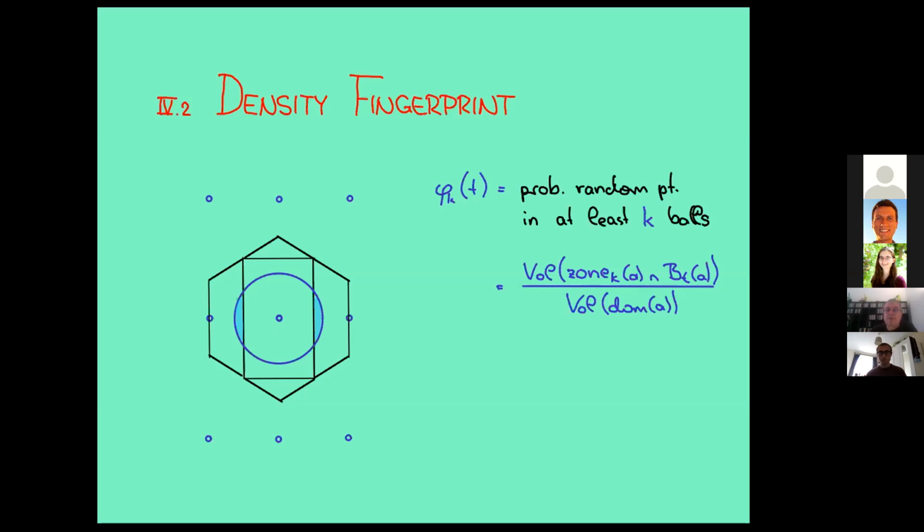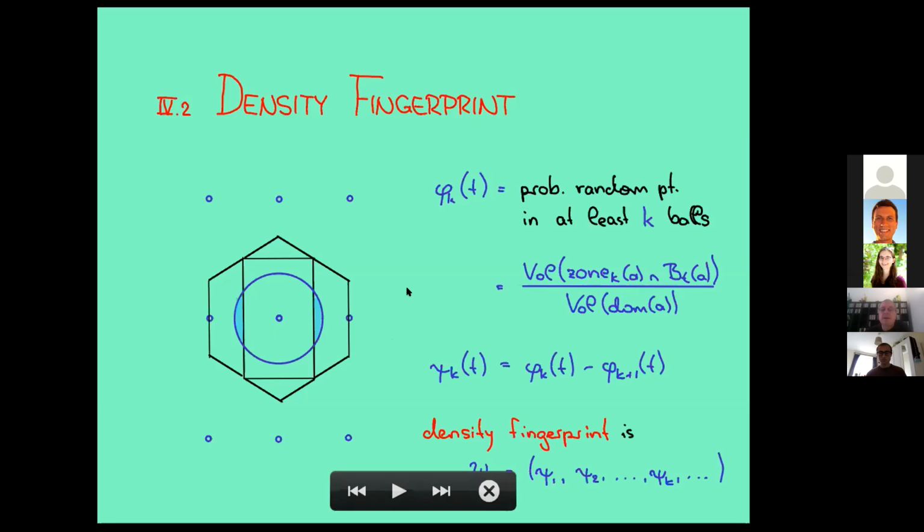In any case, this is the probability, and the densities that we look at are actually the differences. So psi sub k is the probability that the point lies in at least k balls minus the probability it lies in at least k plus 1 balls. So therefore it lies in exactly k balls, at least k and not k plus 1. This is the kth density function, and then a density fingerprint is all these functions lined up, psi 1, psi 2, and so on.